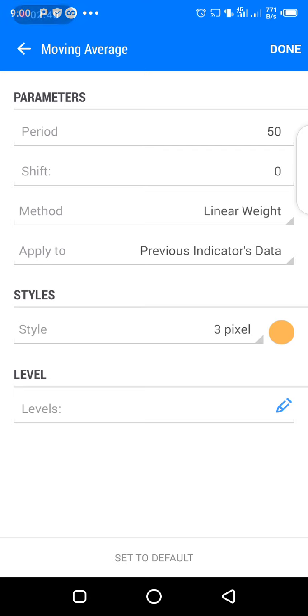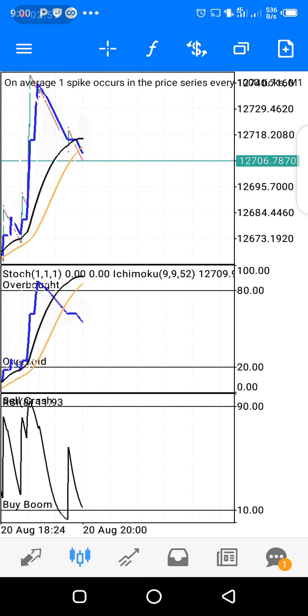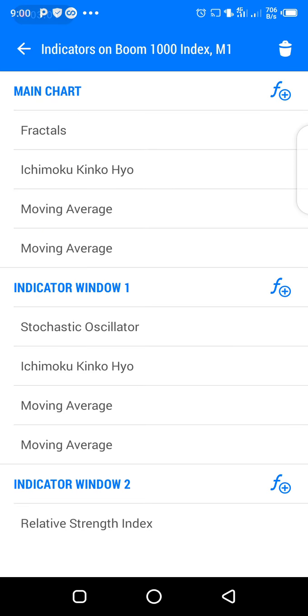This is the color I call the golden egg, because its color is like gold, but it's not actually a golden color. I call it golden egg because that's what really helps in the market. On the levels you just leave it there. Click done, and now we go to indicator window 1.